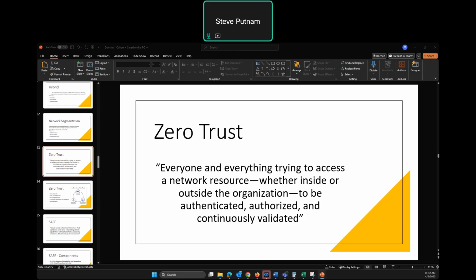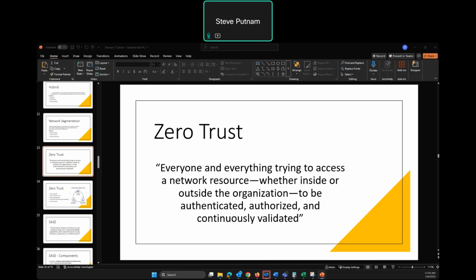It's a security framework where everyone and everything trying to access any network resource, whether inside or outside the organization, has to be authenticated, authorized, and continuously validated. What does that mean? Well, if we go back to looking at network segmentation and how it rolls into zero trust, it's never trust anyone, always verify. So traditionally, networks were designed with a strong perimeter defense.